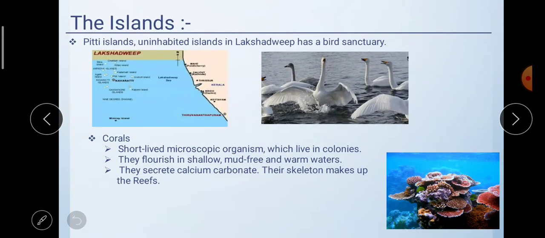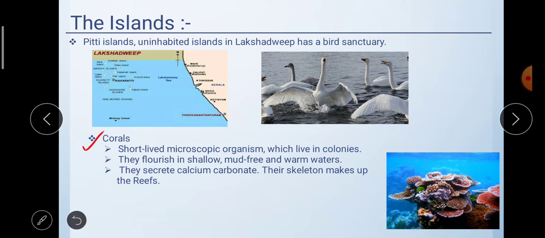Now Pitti Island. It is an uninhabited island in Lakshadweep and has a bird sanctuary. Pitti Island is uninhabited, means there is no human population there. And that island is a bird sanctuary. What is a bird sanctuary? It is where migrant birds are preserved and saved. So Pitti Island is a bird sanctuary in Lakshadweep.